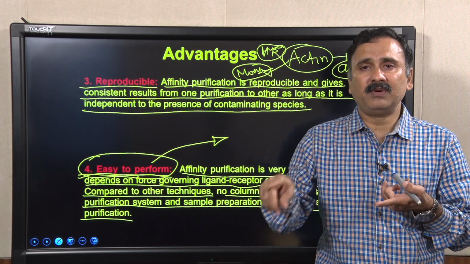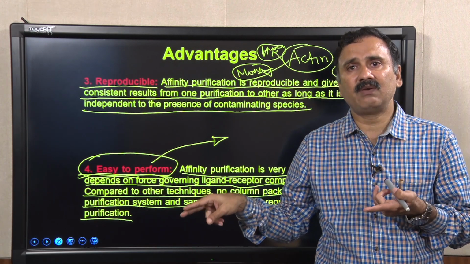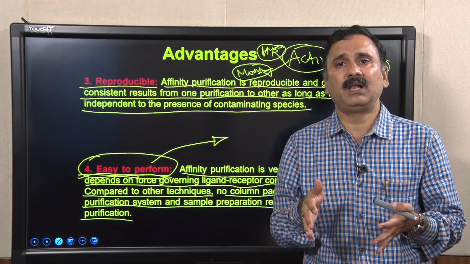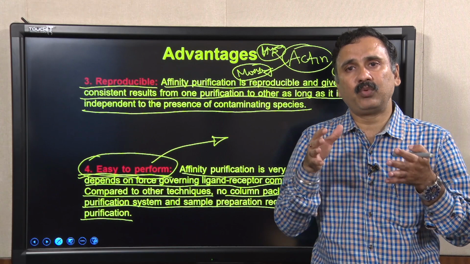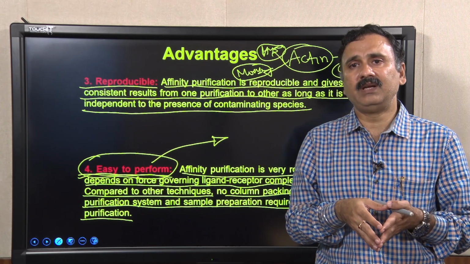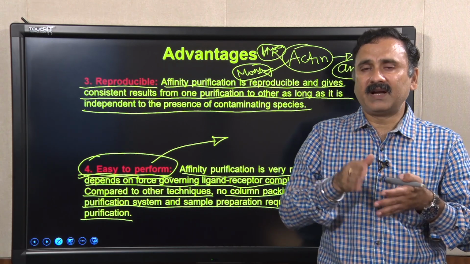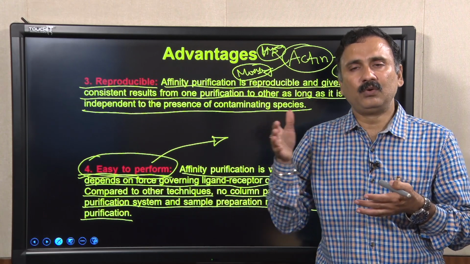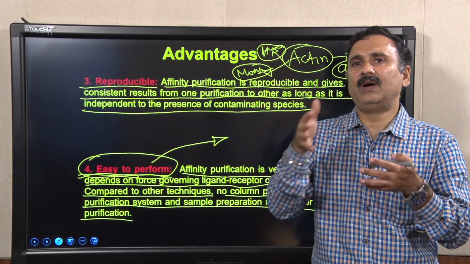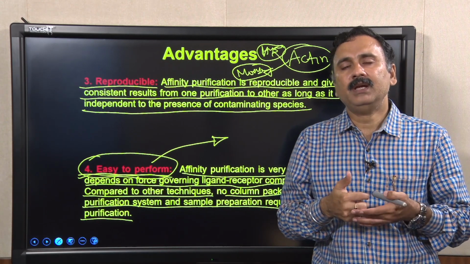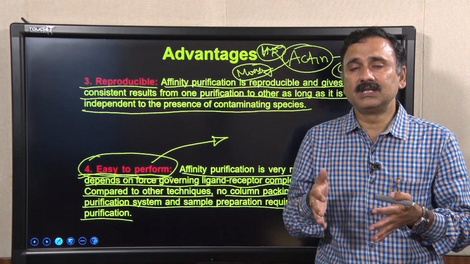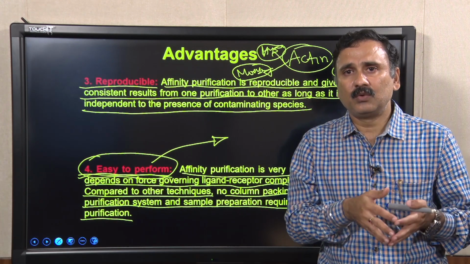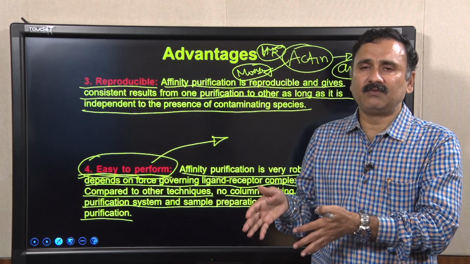Because if you remember, in the case of gel filtration chromatography, you need to know how to pack the column, and only then will you be able to exploit the gel filtration column to fractionate the proteins based on molecular size, because if you do not pack the column properly, if you have defects in that column, it is going to affect the overall purification yield, as well as the resolution of the column.